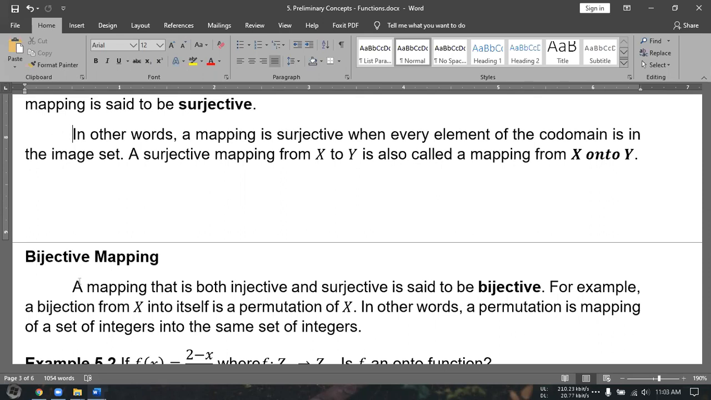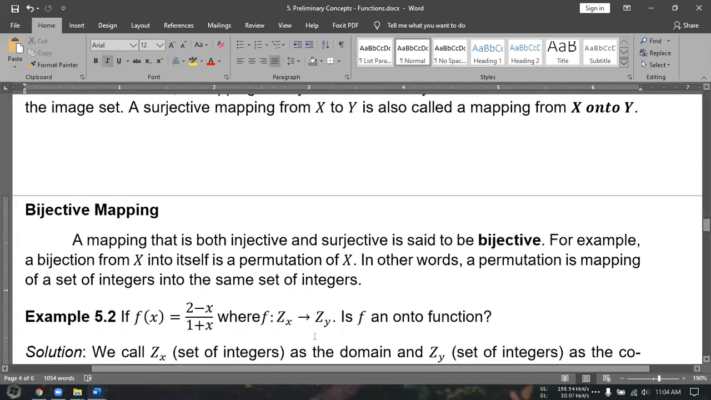For example, a bijection from x into itself is a permutation of x. In other words, a permutation is a mapping of a set of integers onto the same set of integers. One good example of bijective is the permutation. We have the elements in order, so every element corresponds to a specific position, and in one position only one element can be placed. Therefore, that is an example of bijective.